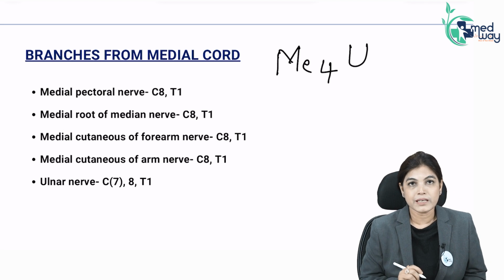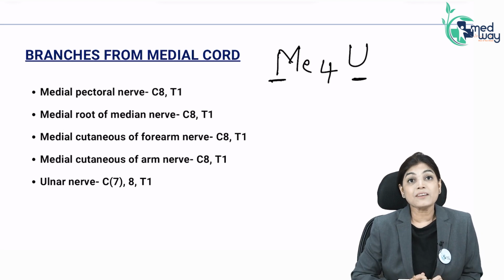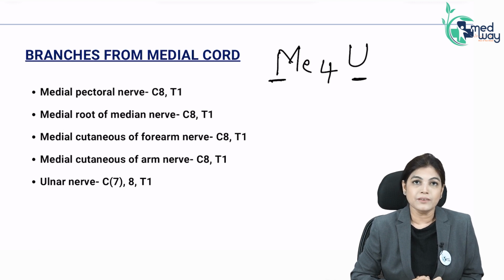So, I am written for, in place of "me for you", 4M and 1U. What does that mean? That means 4M and 1U. Your U stands for ulnar nerve, having the root value C8 and T1, and at times it also takes contribution from C7, which is giving innervation to flexor carpi ulnaris muscle.